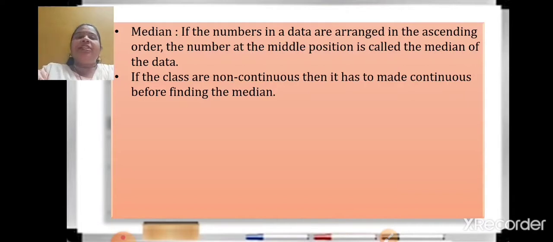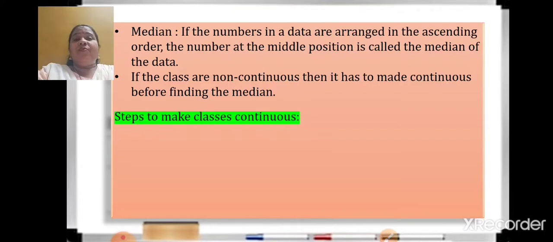There are basically 3 steps to be followed. It is mandatory, it is compulsory that you make the classes continuous. If you don't, you might get the answer incorrect. So before you find the median, you have to make the classes continuous.